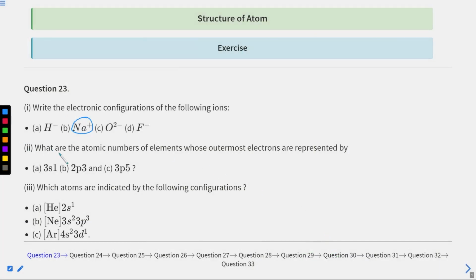Now next, what are the atomic numbers of the elements? The outermost electrons are represented as this. So this is the outermost electronic configuration. Sorry for this mistake. It will be 3s1, 2p3, 3p5.